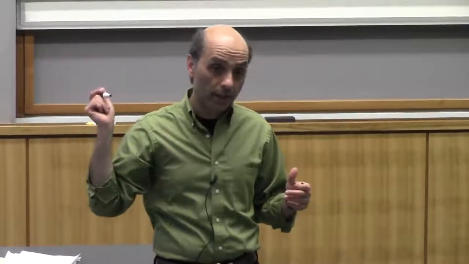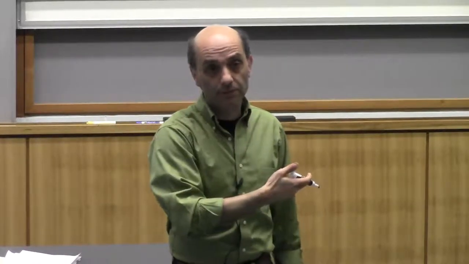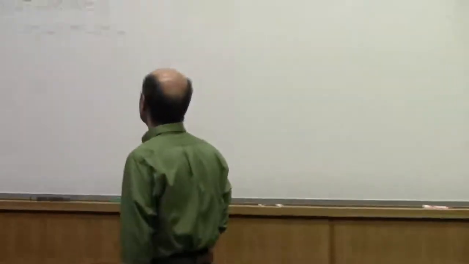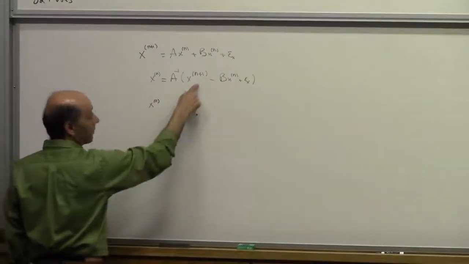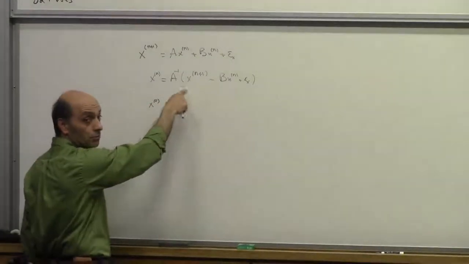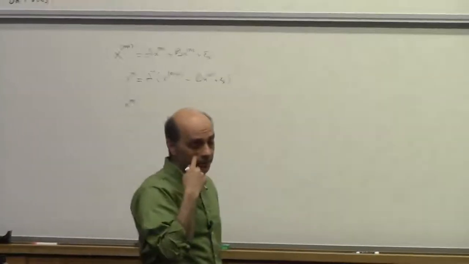When you do it this way, if you have x hat of 1, which we assume we do, we also get x hat of 0 because we just run it backwards, basically. We say that if we have an observation made at a time point, we can make this estimate, x of 0, if we know x of 1, which is our assumption, that we have that.